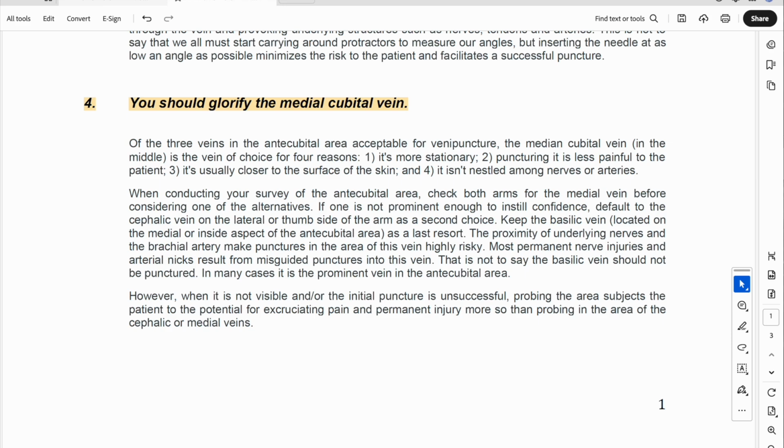The proximity of the median nerve and brachial artery makes this area highly risky. Most permanent nerve injuries and arterial punctures result from misguided attempts at this vein. While it can be punctured when it's the only viable option, unsuccessful attempts that lead to probing in this area subject patients to potentially excruciating pain and permanent injury.